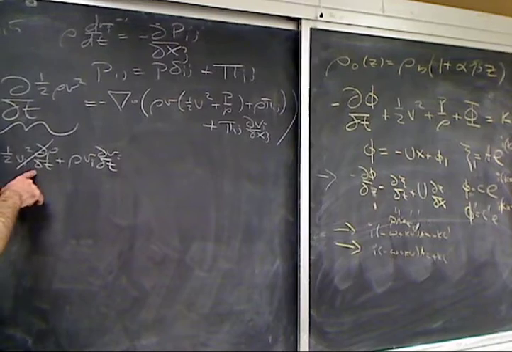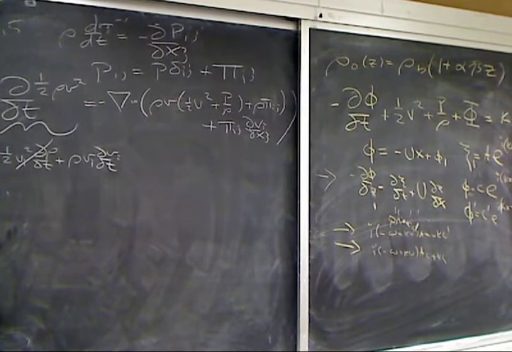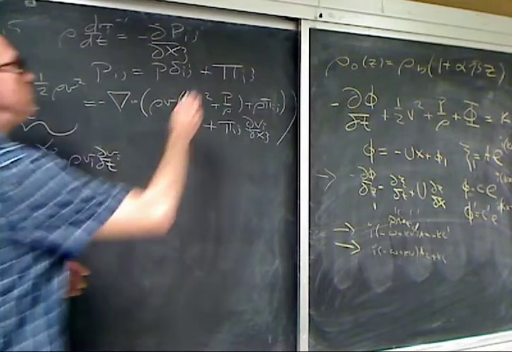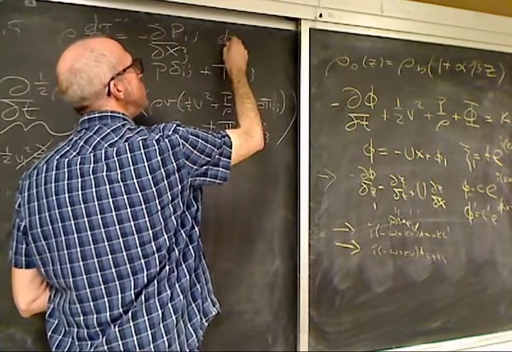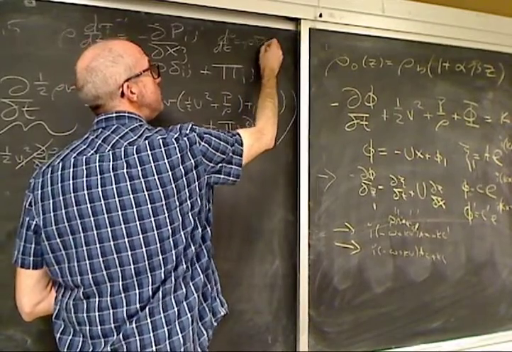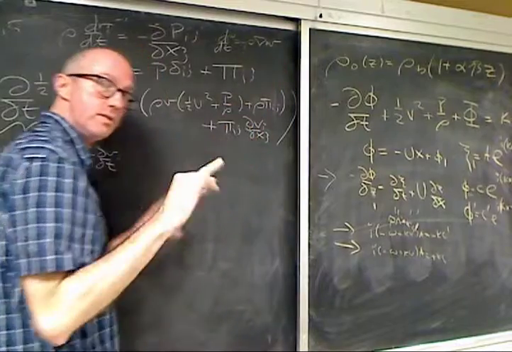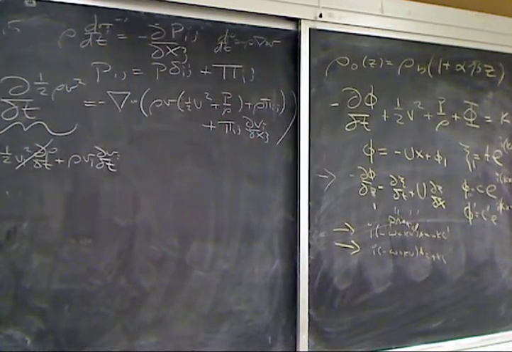Incompressible means that d rho dt is 0. Incompressible also means that div v is 0. Why? Because d rho dt, the full derivative, is equal to minus rho div v. So if this is 0, so is div v. So those two things are 0 together. So I get to use both of those, and I will.